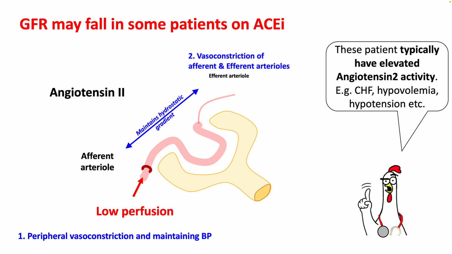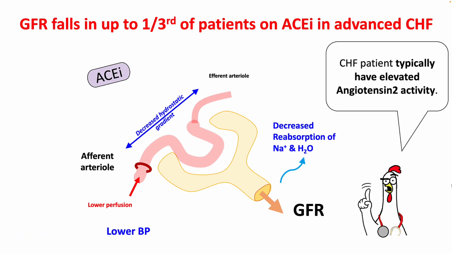It causes vasoconstriction of afferent and efferent arterioles and maintains the hydrostatic gradient and reabsorbs sodium and water to improve the blood pressure. And if you give ACE inhibitor in these conditions, you would decrease the hydrostatic gradient, decrease the GFR, lower the blood pressure, and decrease the reabsorption of sodium and water.